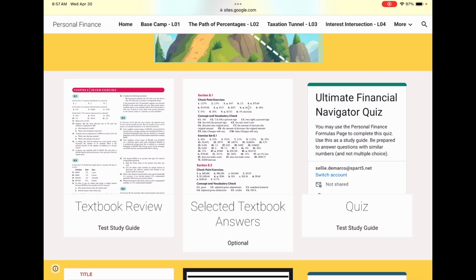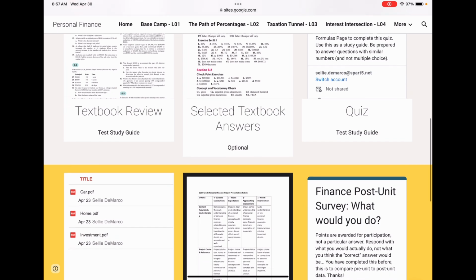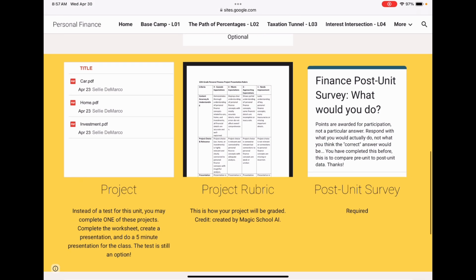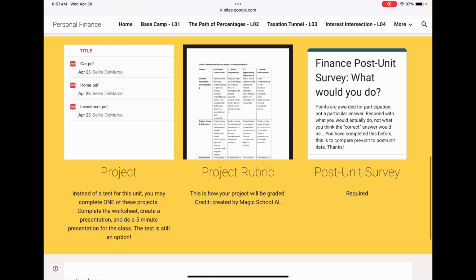And on this page, you also see I decided to maybe give some options instead of just a unit exam for the students, because I feel like they would actually learn a lot from these projects that I found. The projects themselves, the technology resource that I used was Practical Money Skills.